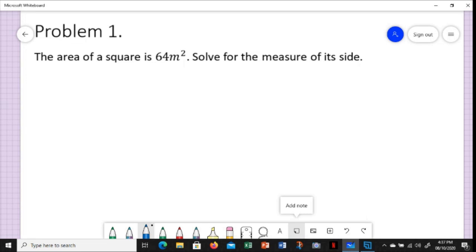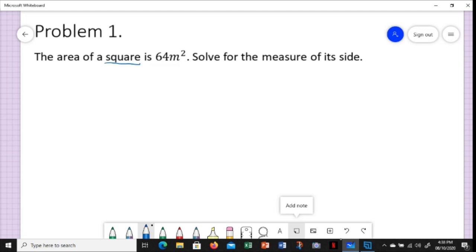Okay, good day. So this is a tutorial about the application of factoring. Let's have number 1. The area of a square is 64 meters squared. Solve for the measure of its side. So in this problem, we are talking about the square.